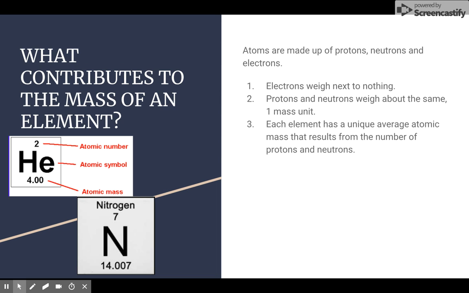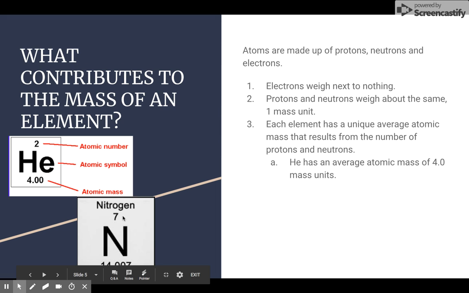And so each element has a unique average atomic mass that results from the number of protons and neutrons present in the atom. So helium has an average atomic mass of 4. The atomic number right here tells us the number of protons, and the atomic mass tells us essentially the number of protons and neutrons combined on average in an atom of helium. And you can see that when you compare this to an atom of nitrogen, which has 7 protons and an average mass of about 14, there's much less mass in the atom.